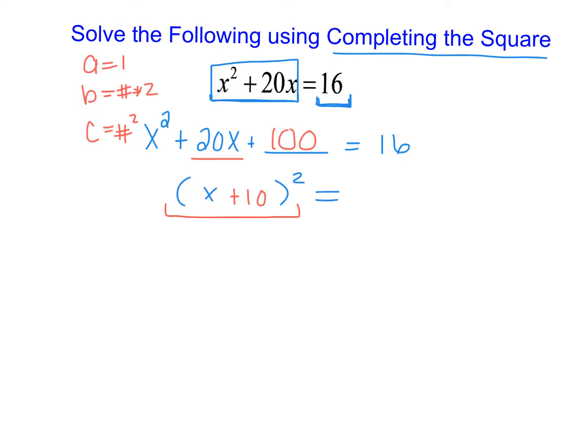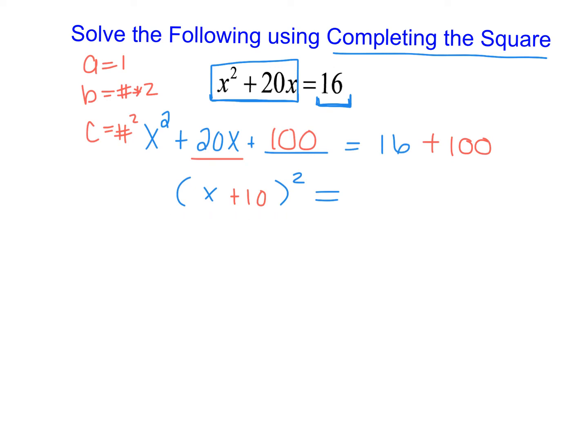Now when we do that, we can't just add 100 to the left-hand side and not do the same to the right-hand side. You know the rules of solving equations. Whatever you do to the left-hand side of the equation, you also must do to the right-hand side of this equation. So we're going to add 100 as well to the right-hand side of this equation.